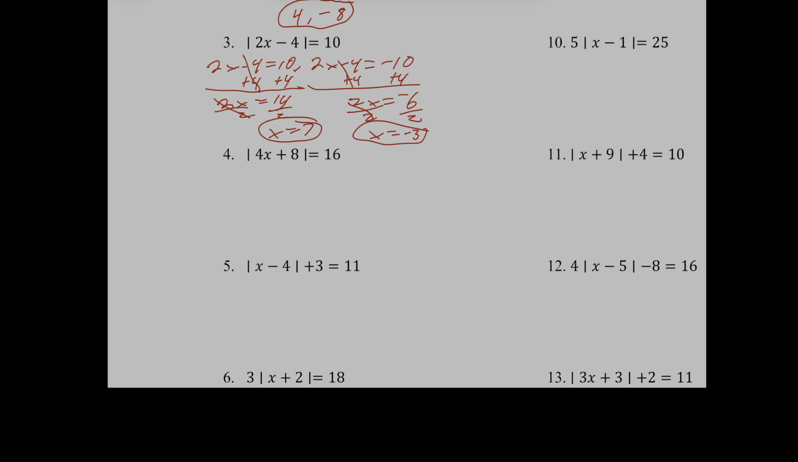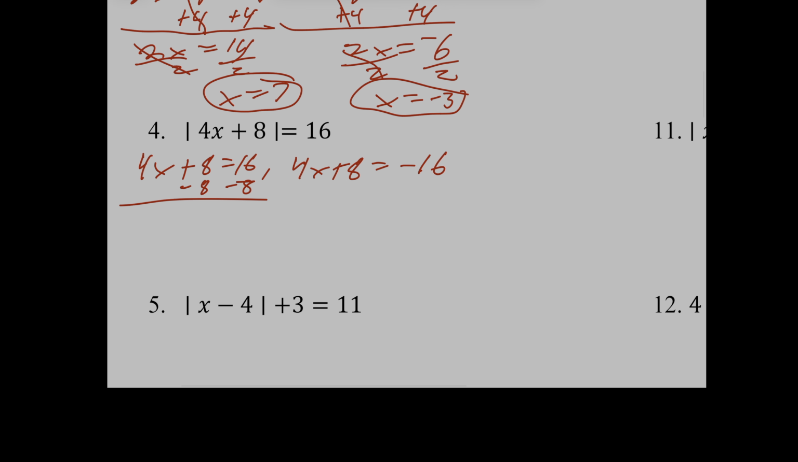All right, let's go on to number 4 here. 4x plus 8 equals 16. We just write it without the absolute value like normal. And then we got to do another one where we write it like normal, but we go negative on the right. Okay, now these are just two-step equations.